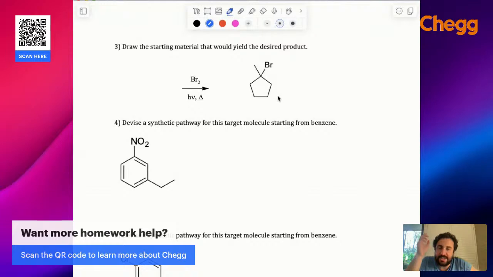So we can attach bromine atoms not just by bromination through electrophilic aromatic substitution, but we can also do radical halogenation on alkanes or cycloalkanes. So here, draw the starting material that would yield the desired product. All we need to understand here is that when you do bromination with UV light or heat, you're attaching a bromine atom to the most substituted carbon in the alkane or cycloalkane. So all this is this.